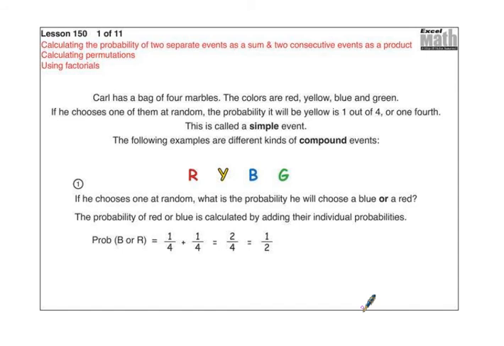All right, this is 6th grade Excel, lesson 150: calculating the probability of two separate events as a sum and two consecutive events as a product, calculating permutations and using factorials. This is a stinking hard lesson, so you guys are going to need to really pay attention.